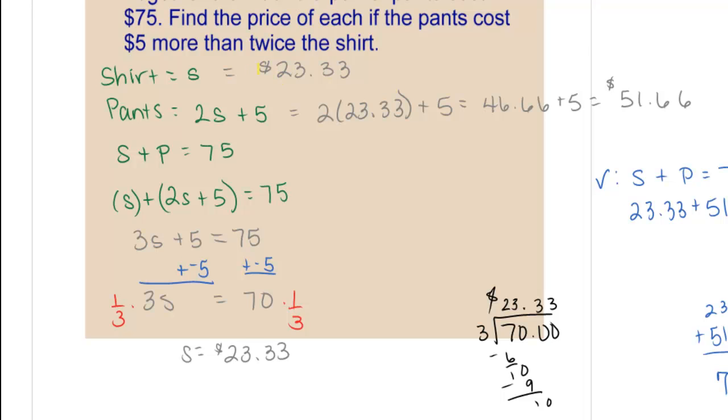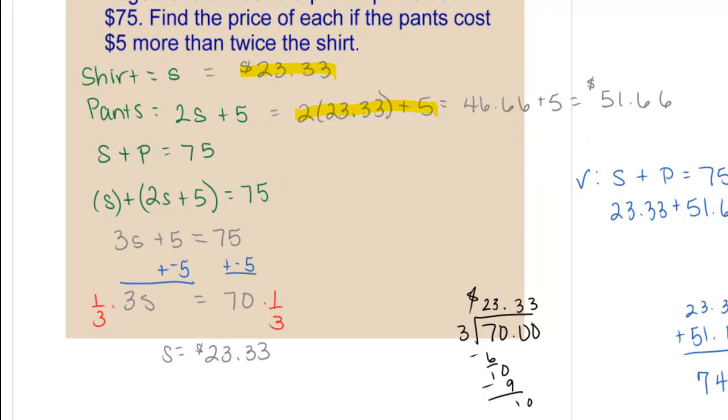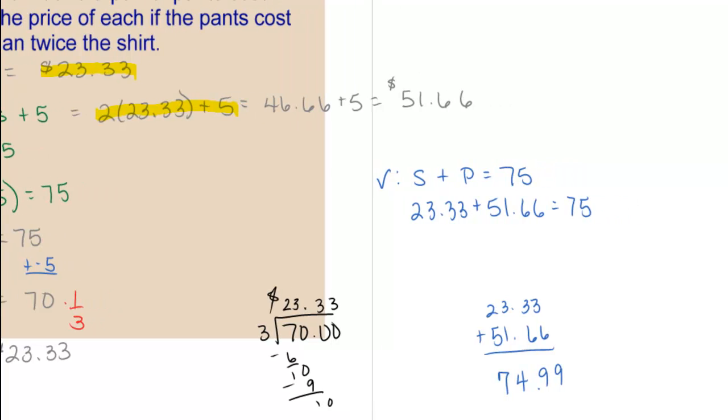We're going to substitute our answer, S equals $23.33, in the place of S, and then substitute the 23.33 in the place of S for pants. Now this is a great example where people like to, instead of doing our substitution step here because it's easier, do 75 minus 23.33 to figure out the cost of the pants. But again, if we do this, then we lose the ability to do a check step and make sure that our math is correct.